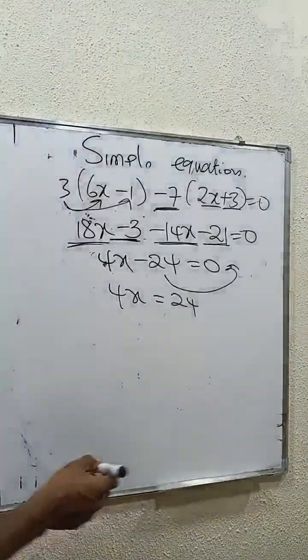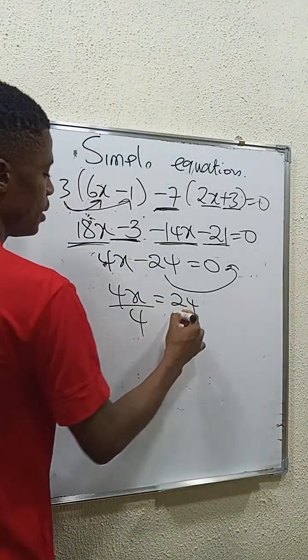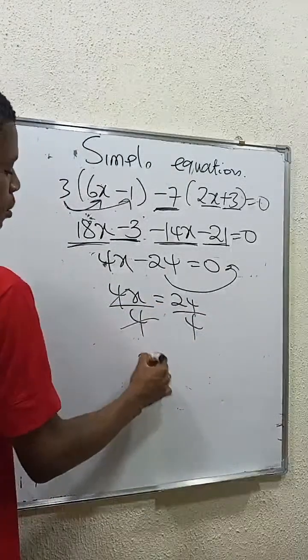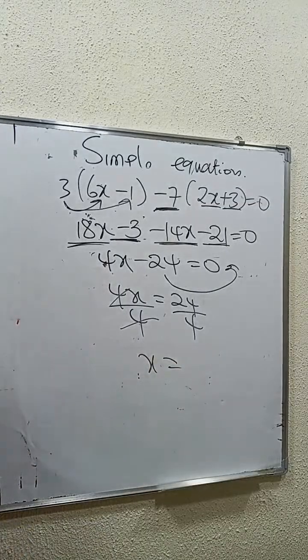Okay, good. So the next thing is to divide by 4, right? And divide by 4. So tell me, 24 divided by 4 is what? Let's know. 24 divided by 4 is what?